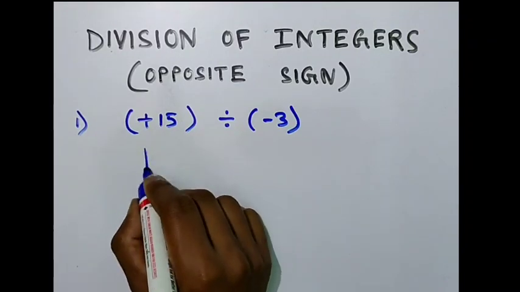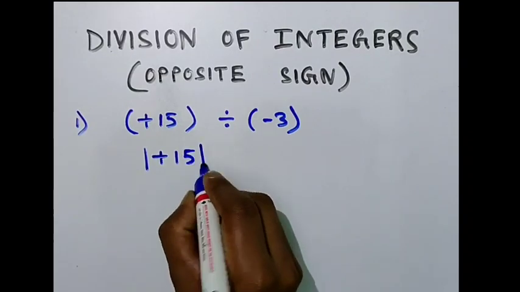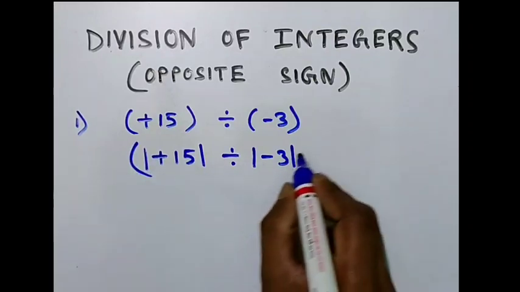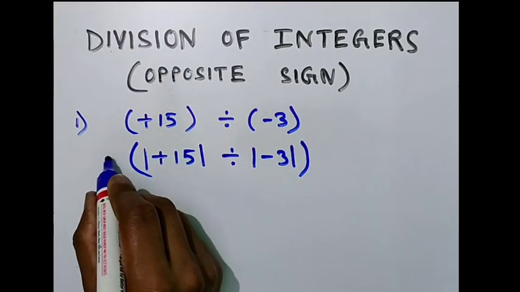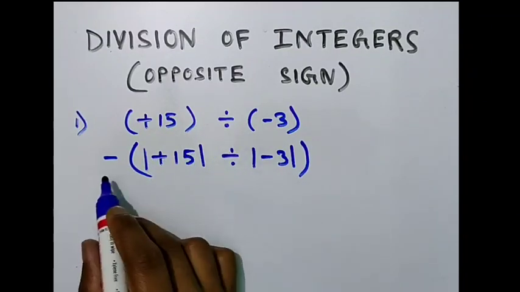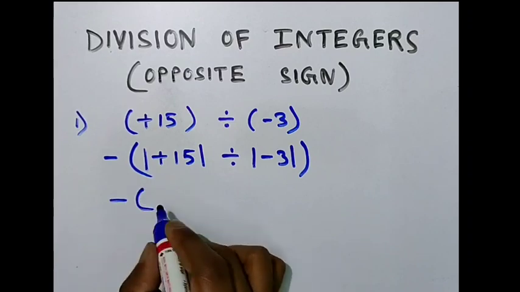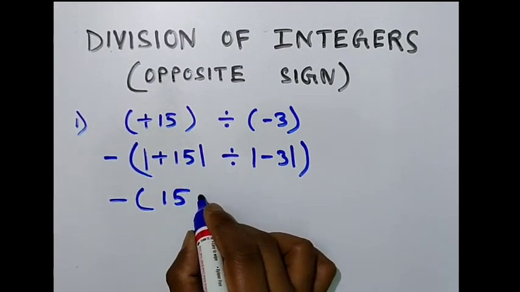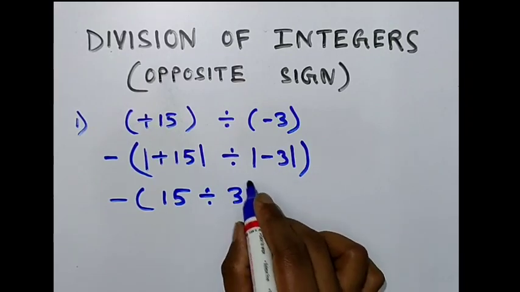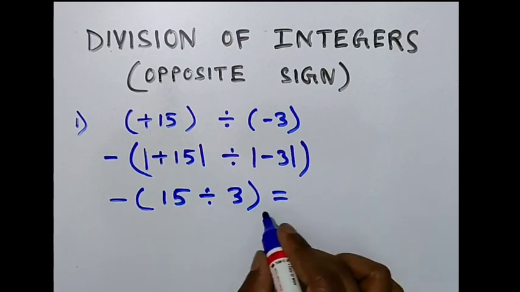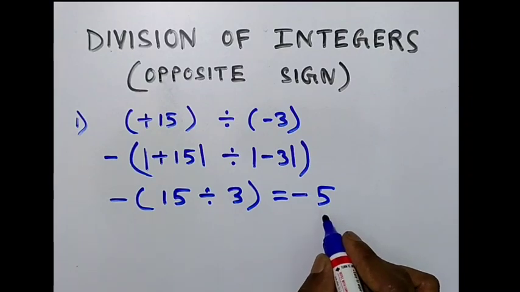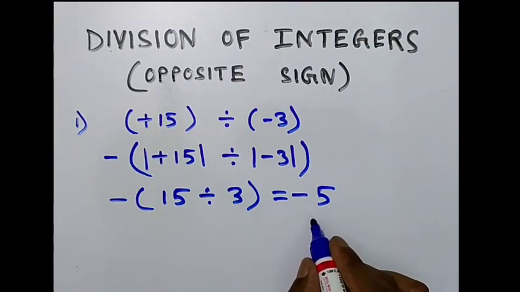So let's find the absolute value of positive 15 and then the absolute value of negative 3. And we attach the negative sign, because when we divide two integers of opposite signs, the result is negative. So the absolute value of positive 15 is 15, divided by the absolute value of negative 3, which is 3. So it will be equal to 15 divided by 3, that is 5, and we'll put the negative sign. So this is the answer. Clear?